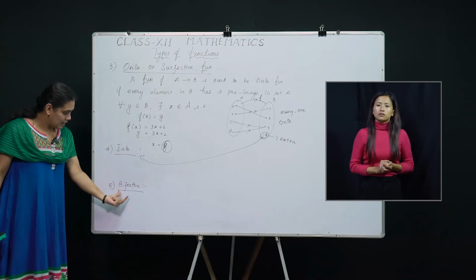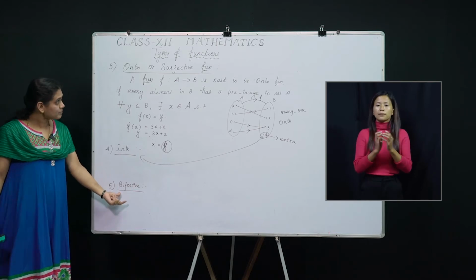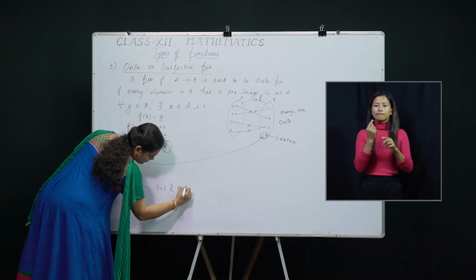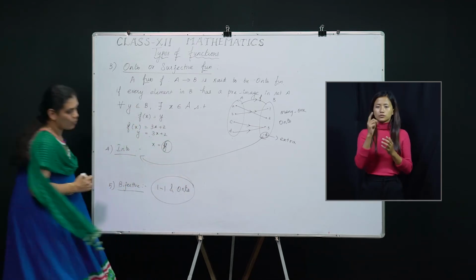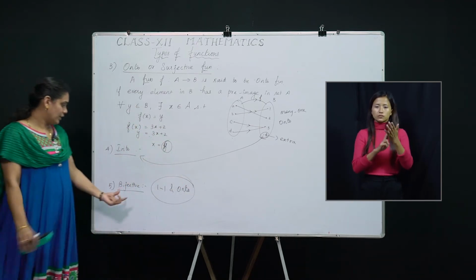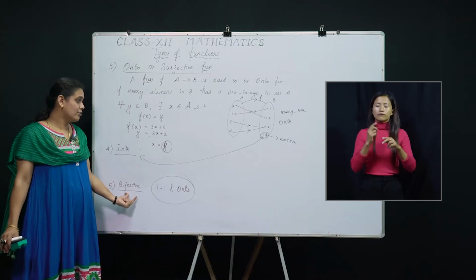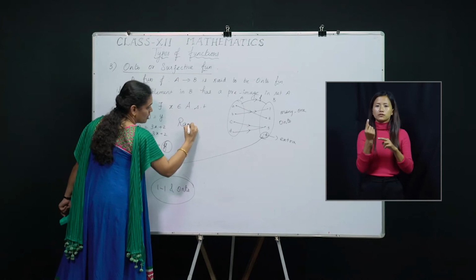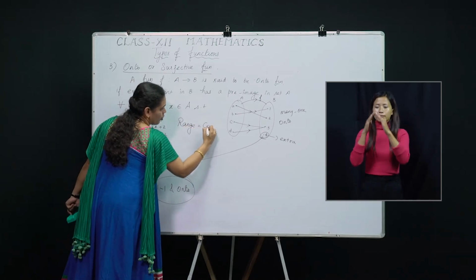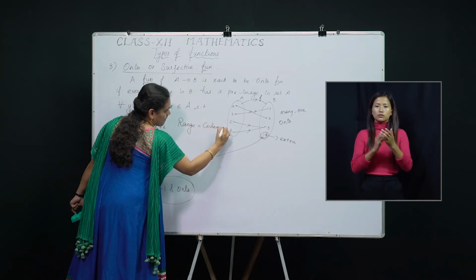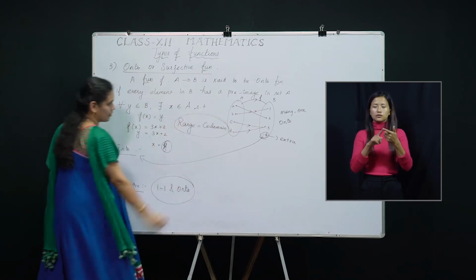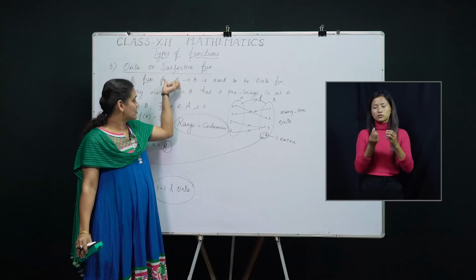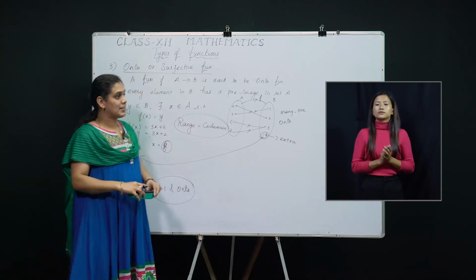Okay. The last one is the bijective function. If a function is 1 to 1 and onto, then we call that function a bijective function. In the case of onto, the range will be equal to the codomain. Previously we have seen that range is a subset of codomain, but in the case of an onto function, the range is equal to the codomain.